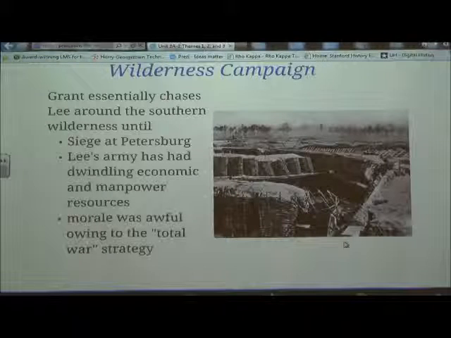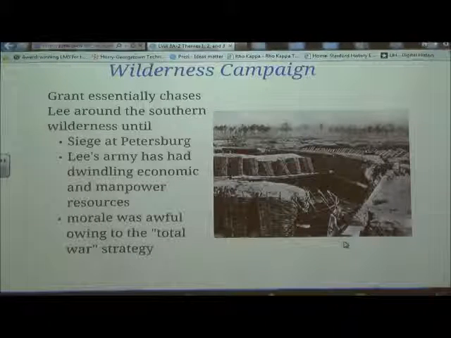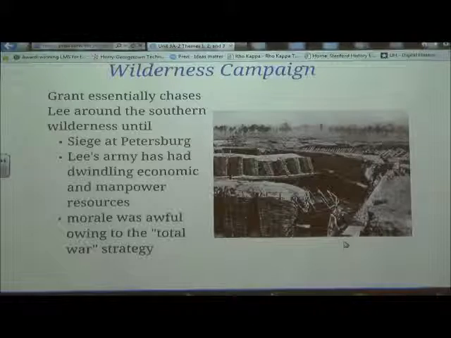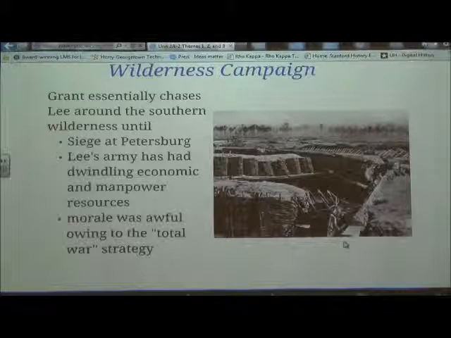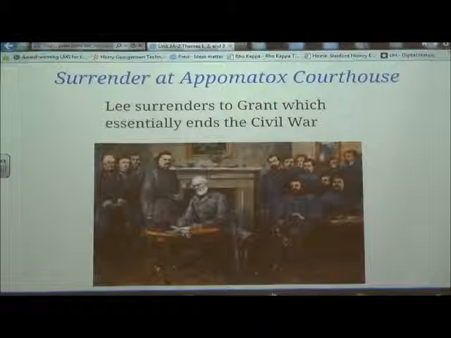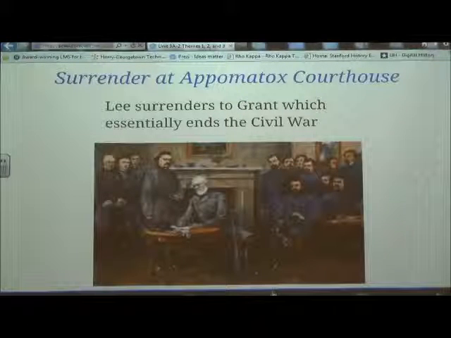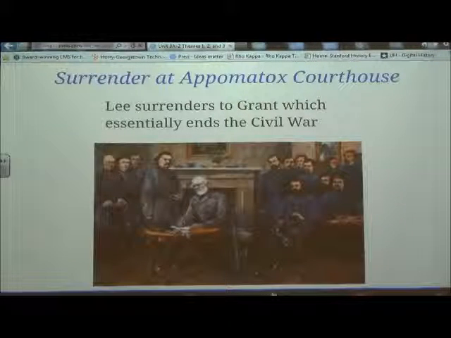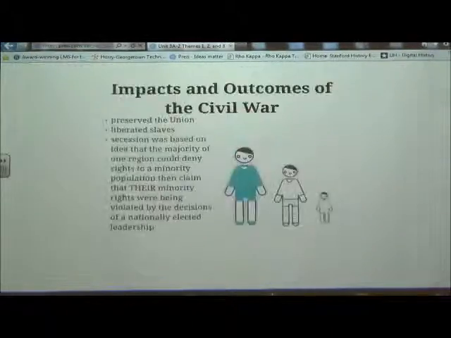Lee's army has had dwindling economic and manpower resources. Morale is awful because of the total war strategy, and really it's only a matter of time until the surrender at Appomattox. Lee surrendered to Grant and essentially ends the Civil War. And then Grant says something amazing. He actually lets the Confederate soldiers go back home, saying that they are now our countrymen again. But the war is over at this point.